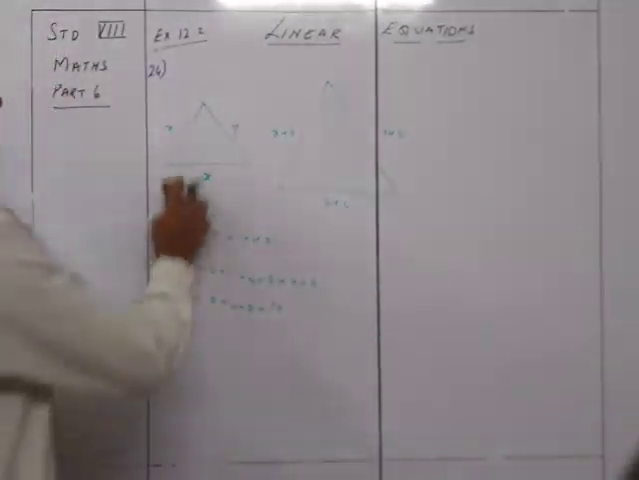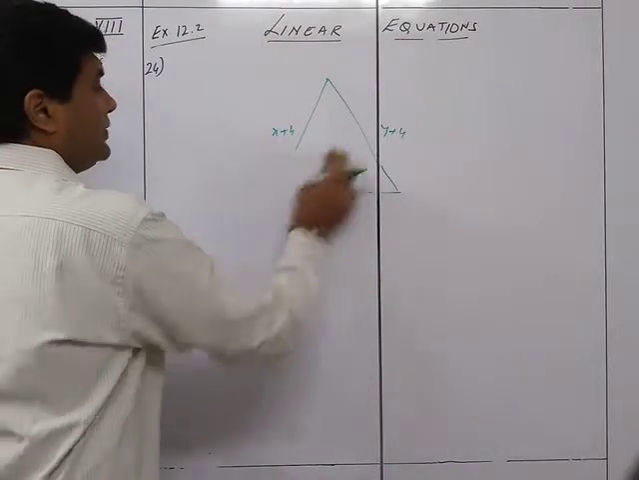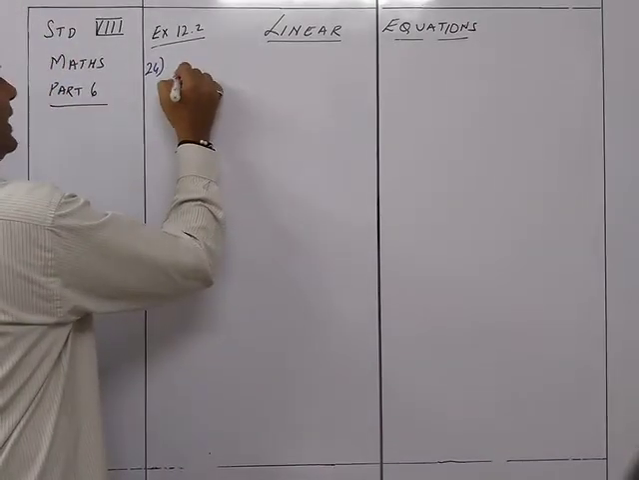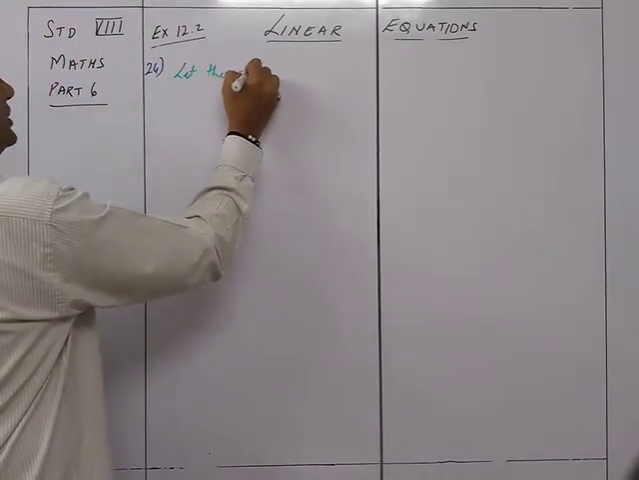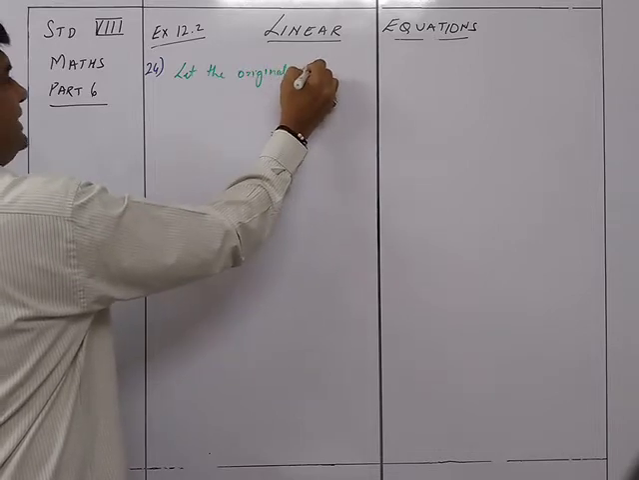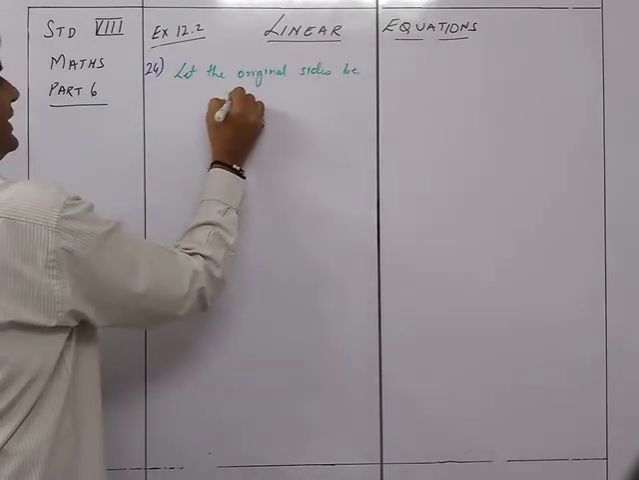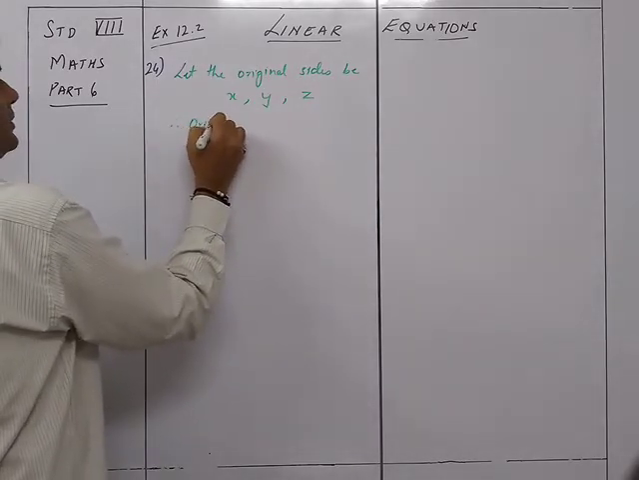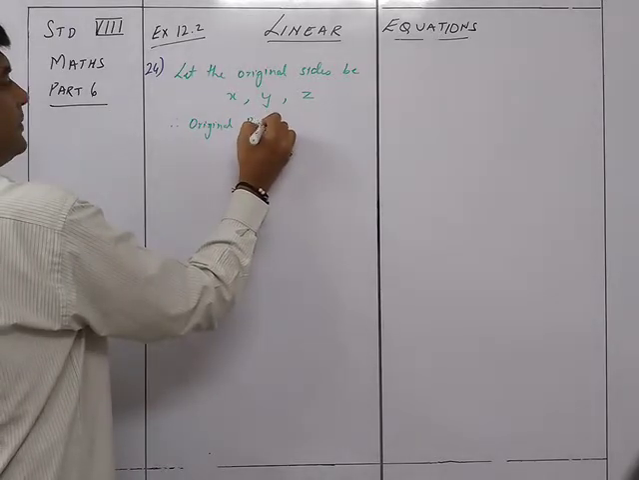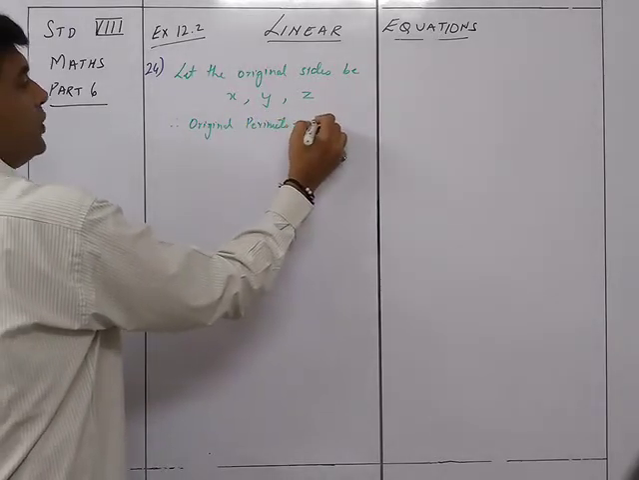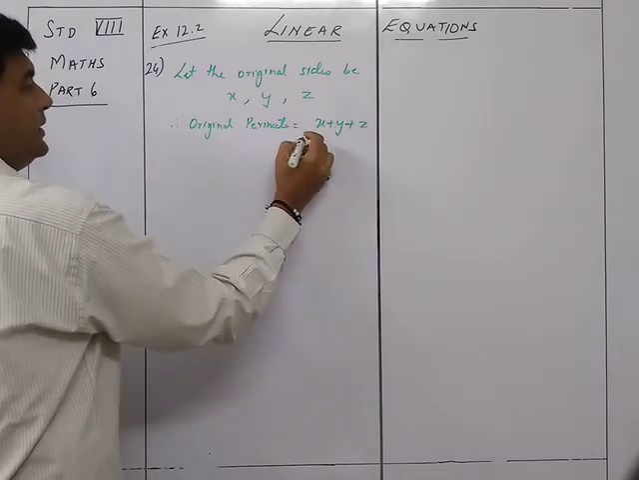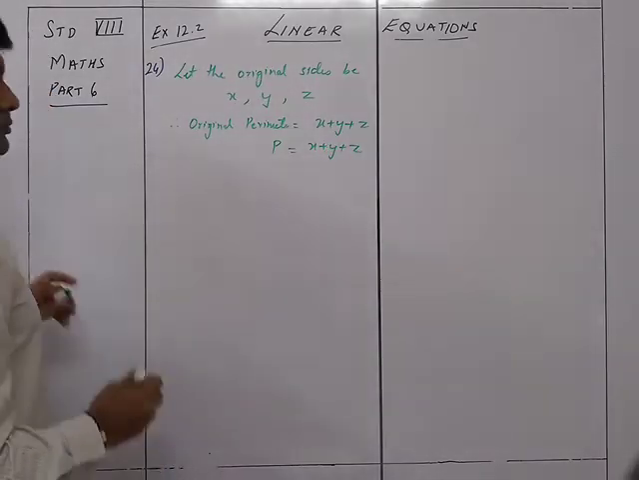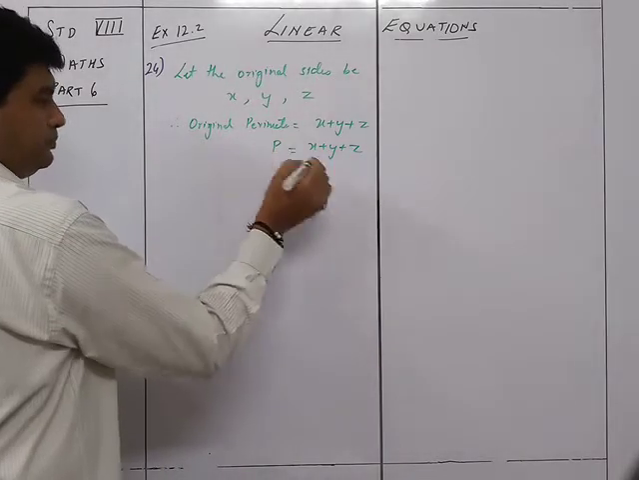Okay? So let's see this. So in sum number 24, the first thing we'll be writing is, okay, we'll take it this way only. So we'll let the original sides be x, y, z. Therefore, original perimeter is equal to x plus y plus z. Okay, so we'll say P is equal to x plus y plus z.